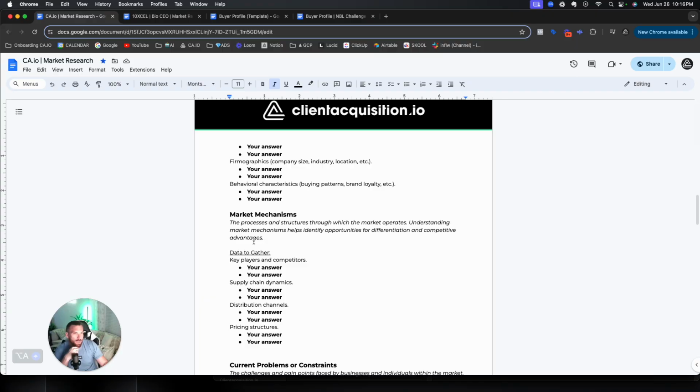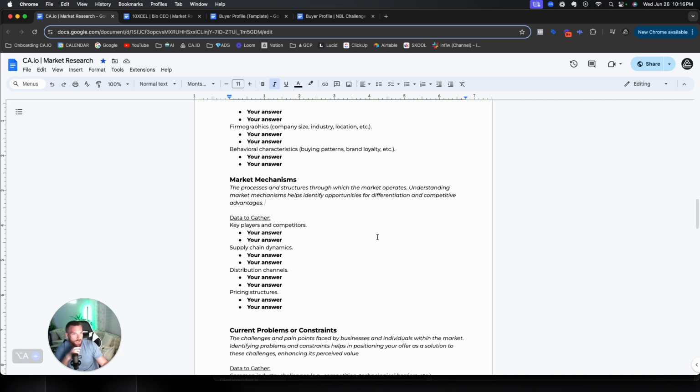The market mechanisms, so the process and structures through which the market operates. Understanding the mechanisms helps identify opportunities for differentiation and competitive advantages. Key data points to gather here are the key players and competitors in this market. So this is going to be a competitor analysis. You're going to list like 3 to 5.